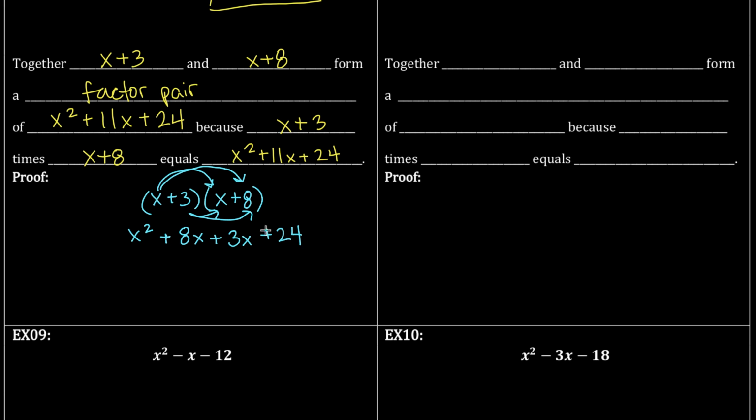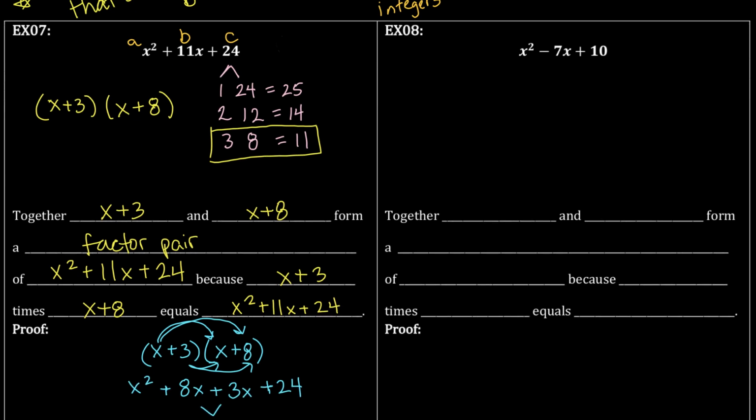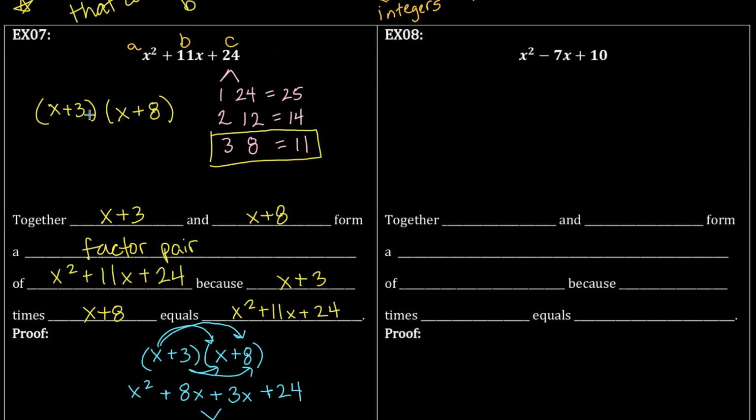And then we combine like terms here. We're simplifying still. So x squared can't go anywhere, but we can put these x's together. We get x squared plus, positive 8x and positive 3x gives you positive 11x, plus 24. So we just proved that x plus 3 times x plus 8 is in fact x squared plus 11x plus 24, which is what we were trying to find a factor pair of. If you go up here, we proved that this times this is that. Okay, so let's do it again.